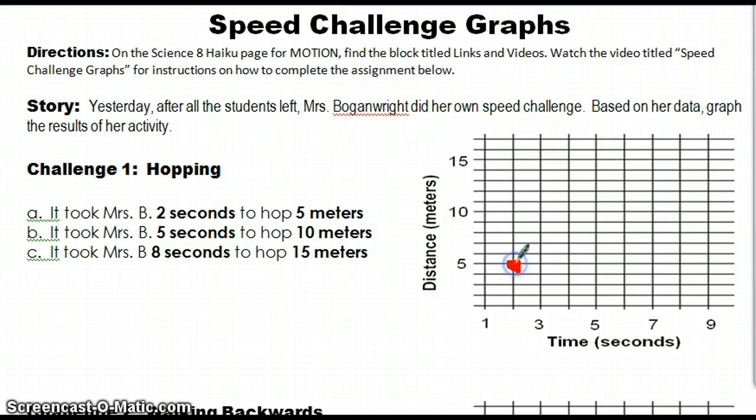Please try to make your dots as exact as possible. My lines are not going to be straight because I'm doing this with my cursor. I would like you to use a ruler. Once you make your first dot, go back to the very corner of your graph and make a straight line from the corner up to your first dot.